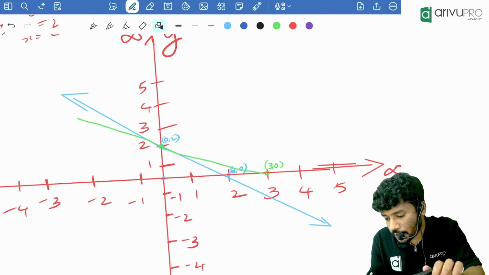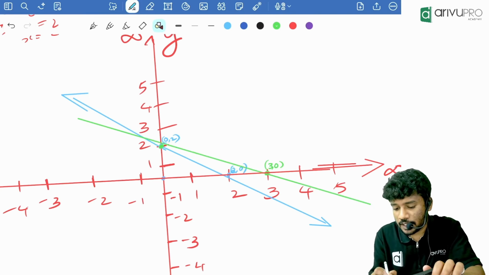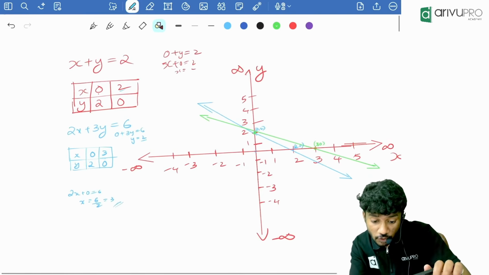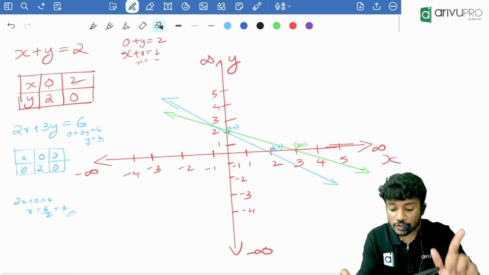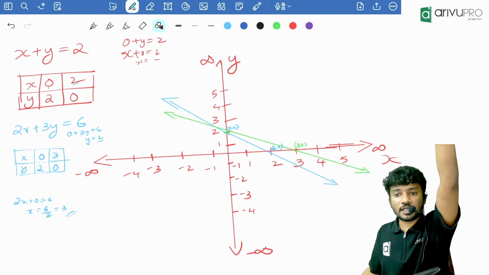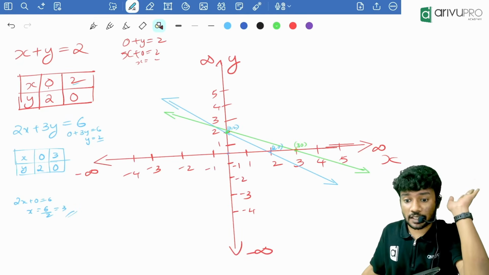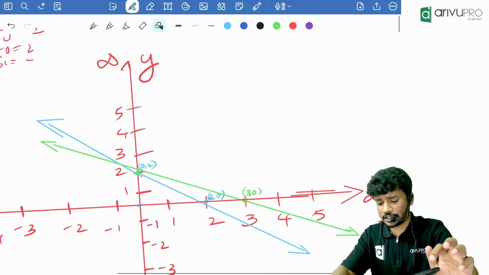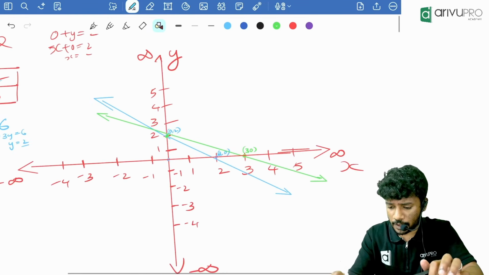How will it look like? It will be going this way, and this is the graph of which line? 2x plus 3y is equal to 6. Everyone understood that? Anyone is having doubt over that? Pakka? Now next graph you should draw, in the same graph you can draw it to me.